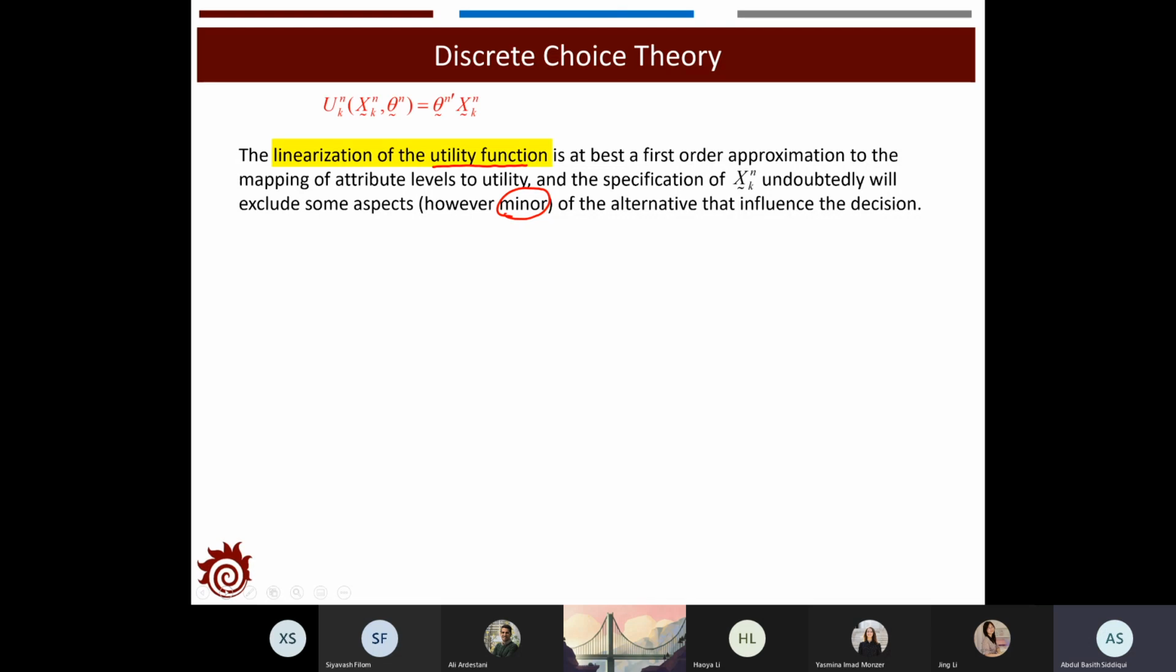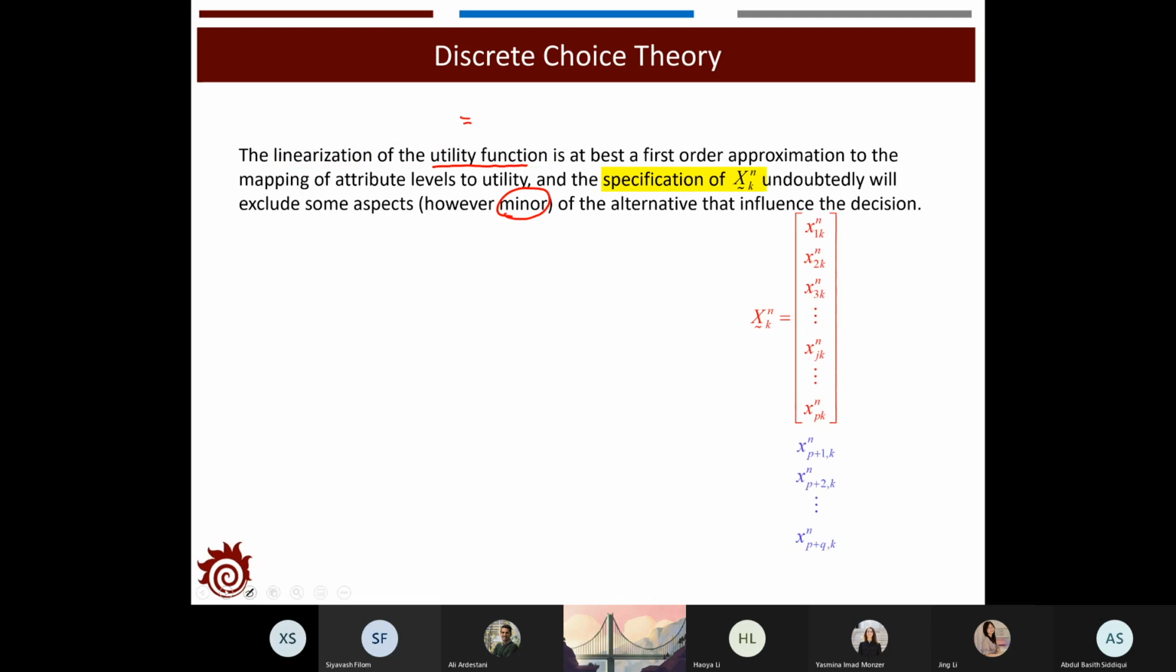So with that, we will only choose the important factors to build the model, and so xk will be carefully selected. Only choose some of them from the group of attributes you collect from the survey. Say that from the survey you get p plus q attributes, but you only choose p of them. So that's the first thing.